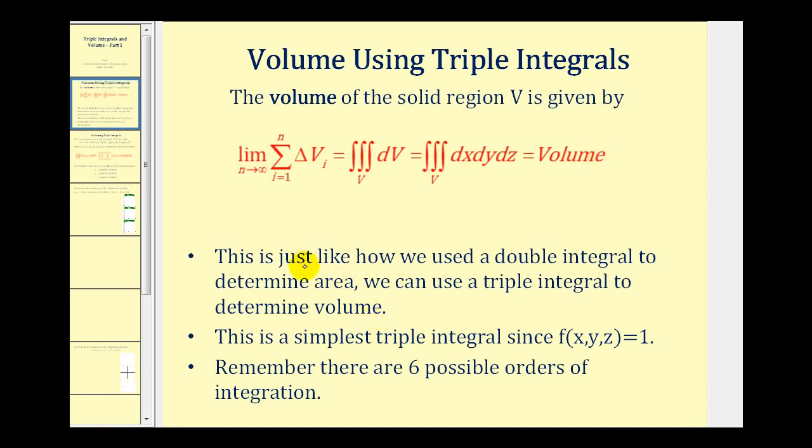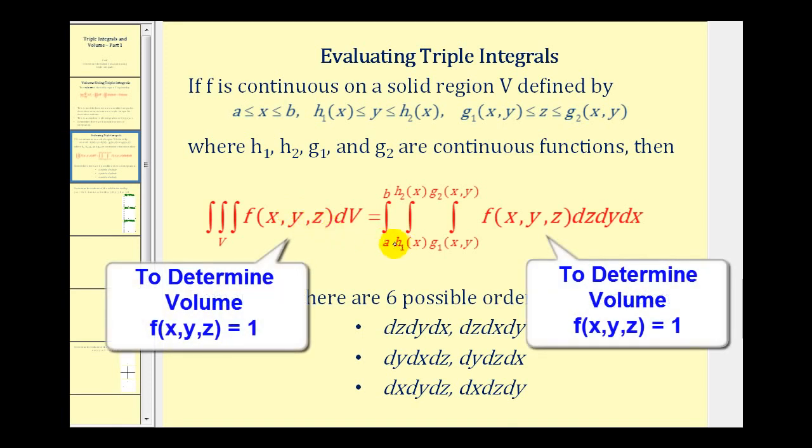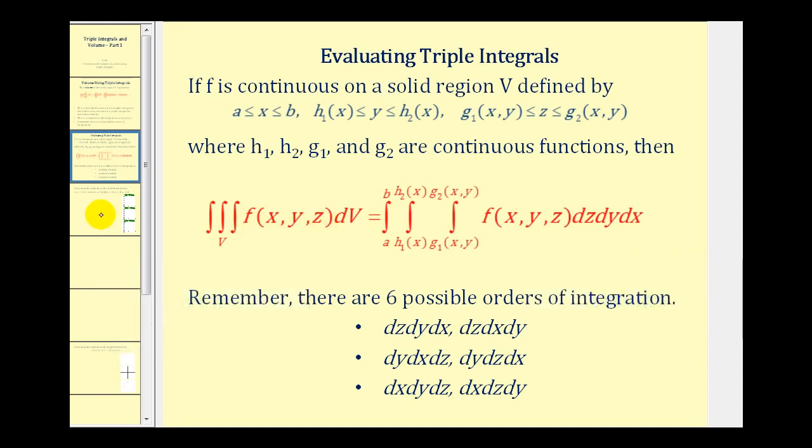And this is very similar to how we used a double integral to determine area. We can now use a triple integral to determine volume. And remember, because there are three differentials, there are 6 possible orders of integration. In the intro video for triple integrals, we looked at this definition to evaluate triple integrals. We're going to use the same principle to determine volume, but f of x, y, z will equal 1. Let's take a look at an example.